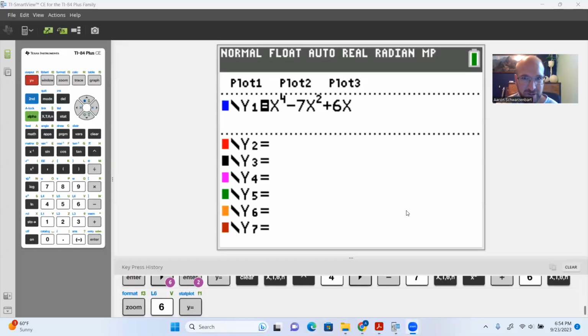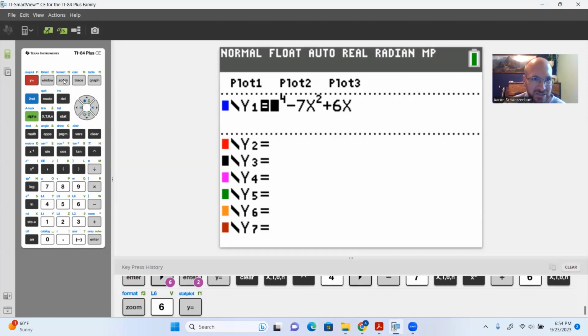Okay, so this is part 2 of 1.2, and we're going to go ahead and look at graphing and finding what's called local extrema or local mins and maxes, or relative extrema, it's often called. So we're going to start with this function in example 8, x to the fourth minus 7x squared plus 6x. So go ahead and enter that into your calculator, because I want you, again, to do this with me.